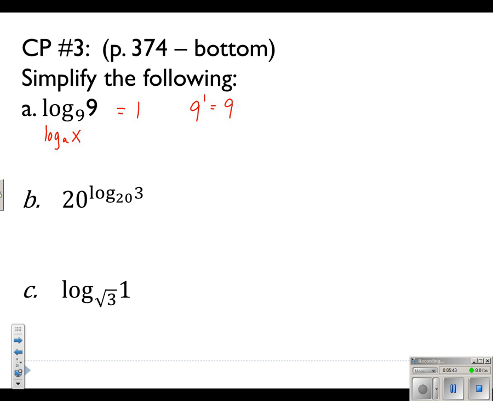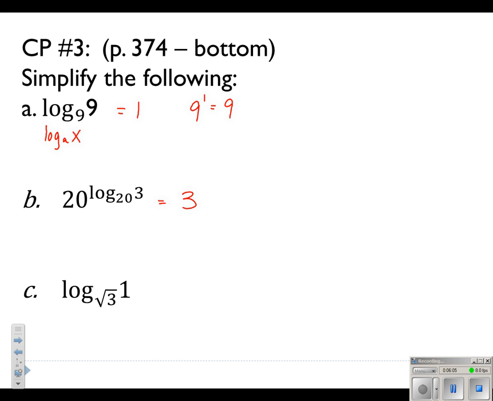So putting that to use, if you have 20 to the log base 20 of 3, you're just going to get 3. Okay, again, study that expression and go back to that property number 3, and I think you'll see that relationship.